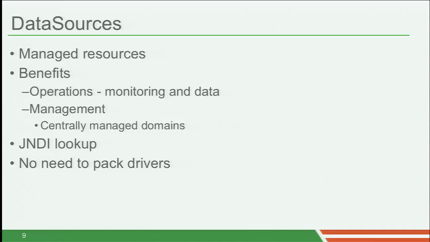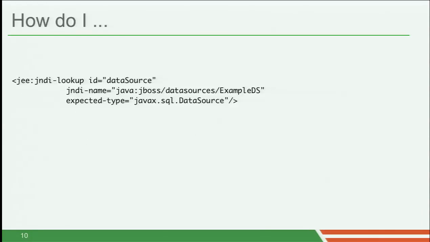Again, it's very simple to access. From a programming model perspective, through the Java EE JNDI lookup support, you really get a data source instance. You don't care where it came from. You don't care what it did. You just inject it in your application and you run with it. It's very, very simple.